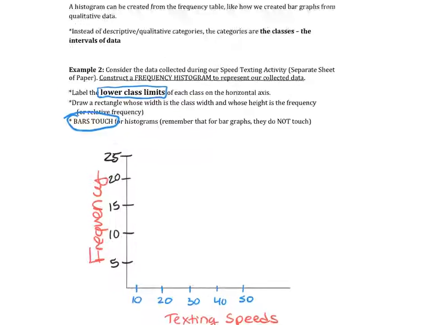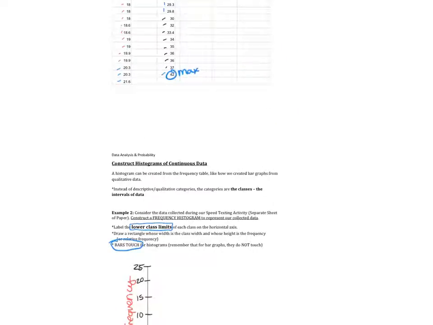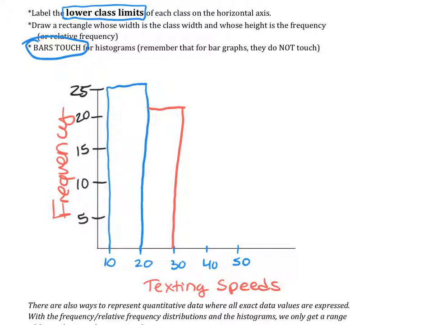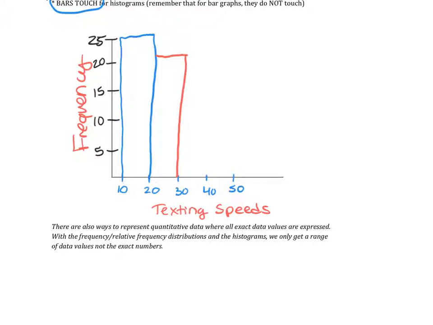So our first bar, 10 to 20, went up to 25, I think, right? Yep. So draw our bar, go up to 25, over to 20, come back down. Then our next class width from the 20 to 29.9 went up to 21. Bars touch. Then our next one was 8. And then our last one was 1.